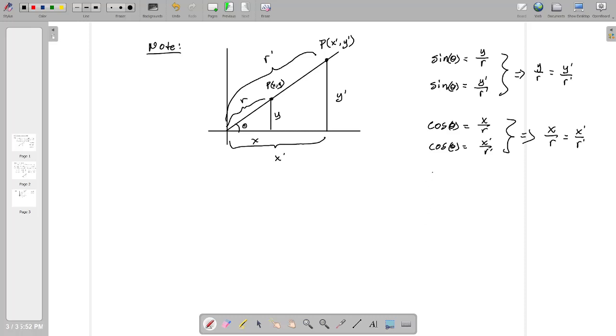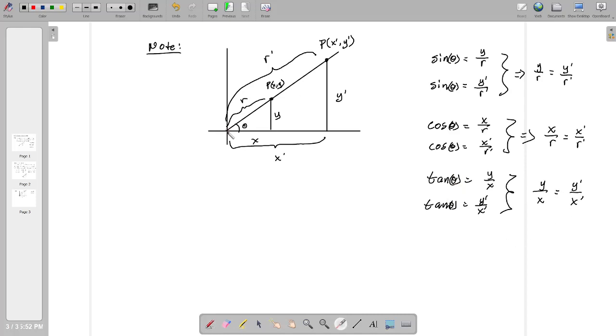And of course, we can do tangent as well. Tangent of theta is equal to y divided by x for the small triangle, and tangent of theta is equal to y prime divided by x prime for the larger triangle. Again, the angle didn't change, and tangent's well defined, which means then that y divided by x is equal to y prime divided by x prime.